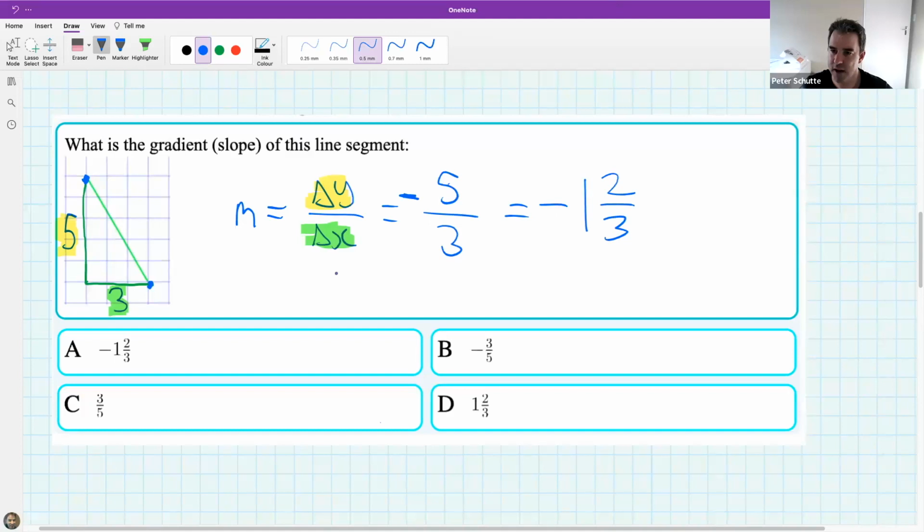Let's do one more like this. It's not super common, but it's important that you understand it for what gradient means. And so we get the answer A.